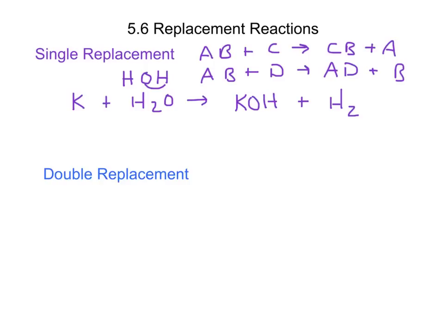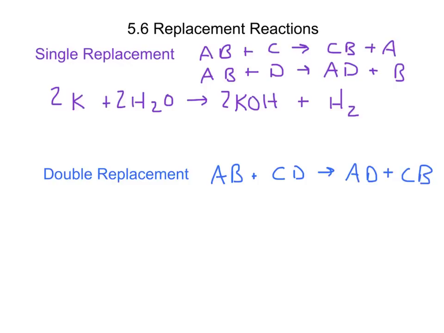So as we do that, we now need to balance the equation. And if we went through and balanced the equation, we'd end up with a 2 in front of the potassium, a 2 here, and a 2 here. Okay, and you could take the time to do that. So that is a single replacement reaction. On a double replacement reaction, remember we have AB plus CD yields AD plus CB. Positive is always written first.